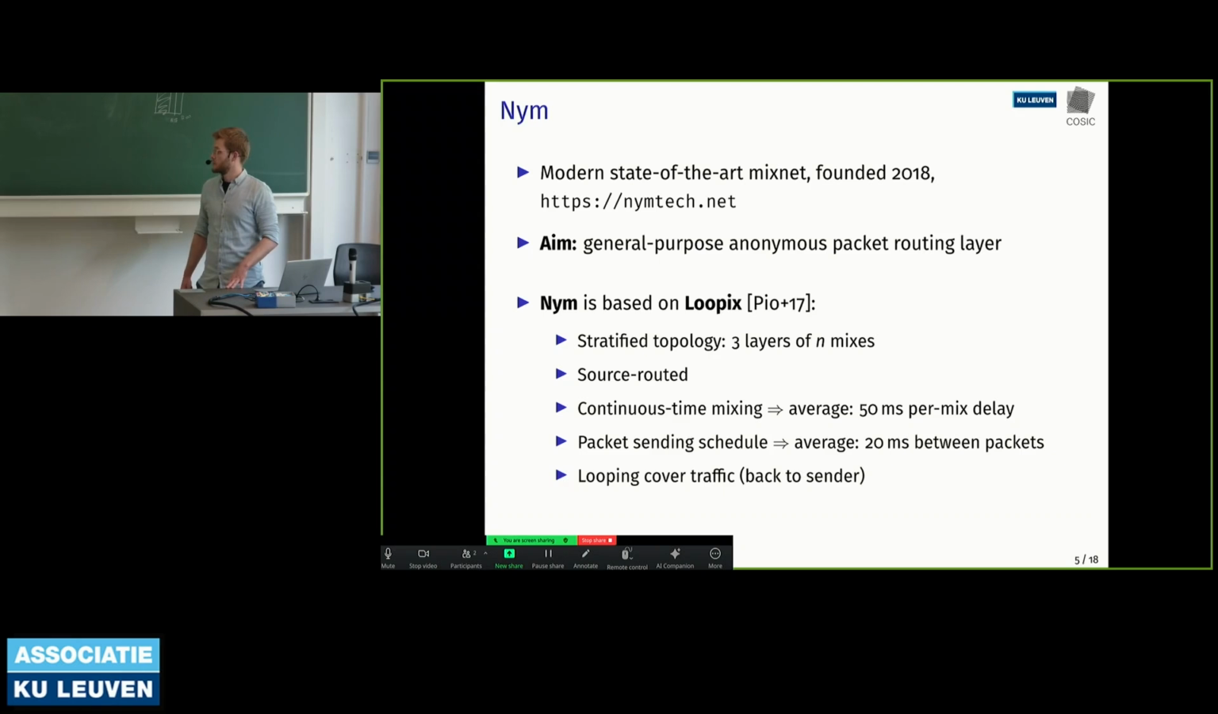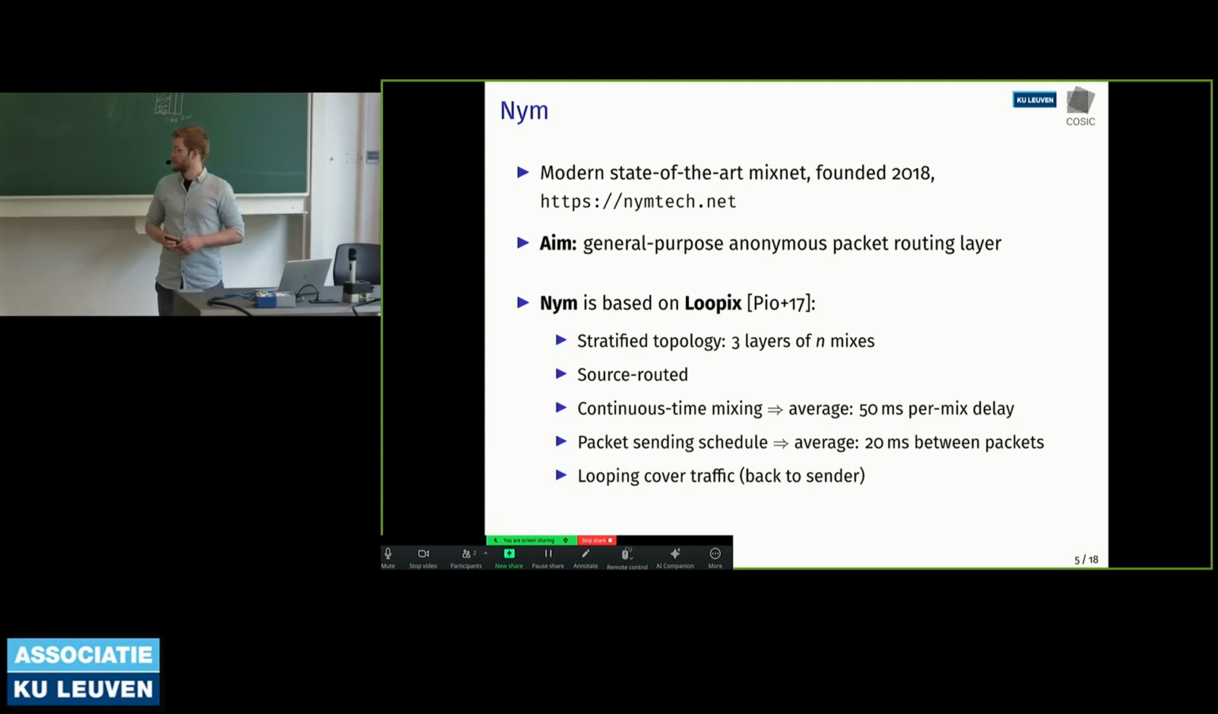So NIM uses a stratified topology of 3 layers of mix nodes with n mixes in each of those layers. So a message will go through 3 hops in the mixnet and can choose a range of mixes in each layer. Clients in NIM determine this path. They choose which mix to pick for each layer. So that's called source routing because the source determines the path.